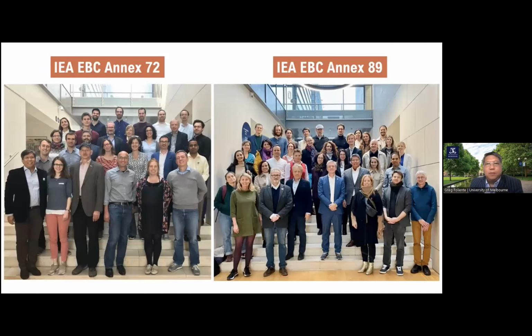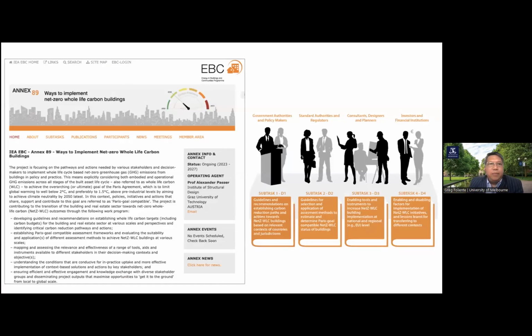So these were the themes that moved to 89. Annex 89 now is very big. You can see that the setting of the picture is exactly the same because that was Aalborg University in Copenhagen. That photo on the right was taken a couple of months ago. And the EBC has a website, if you would like more information.